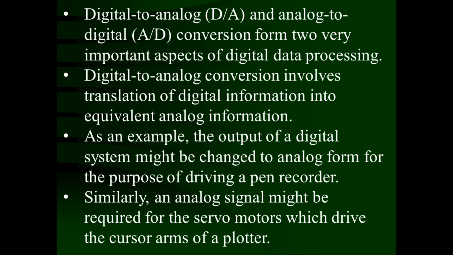After getting a result, which cannot be read out by a common man, it should be converted again from digital to analog form. So we require two systems: analog to digital conversion and digital to analog conversion. The first thing we are going to study is digital to analog conversion, which involves the translation of digital information into equivalent analog information.